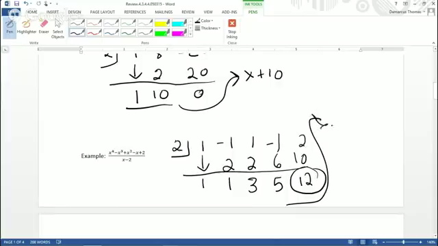My new polynomial would be, let's write it right up top here. This polynomial starts with x to the fourth, so my new polynomial is always 1 degree less. x cubed plus, well, this 1 is positive. In fact, all the coefficients are positive. So I get just plus x squared, plus 3x, and then plus just 5. And my remainder is 12.